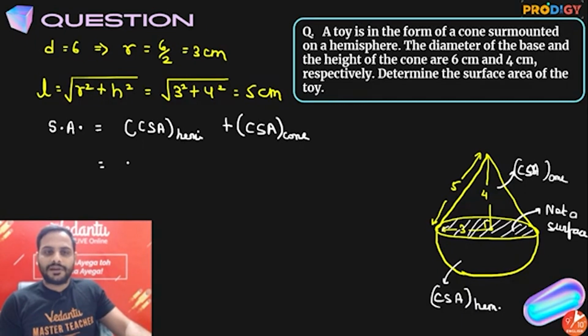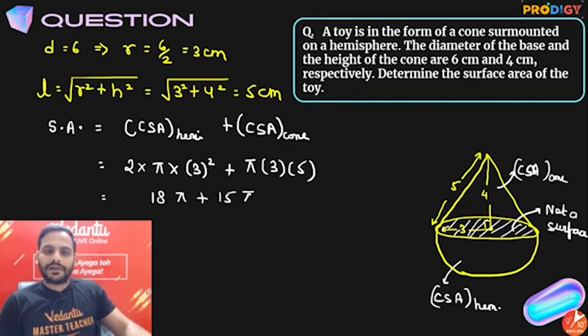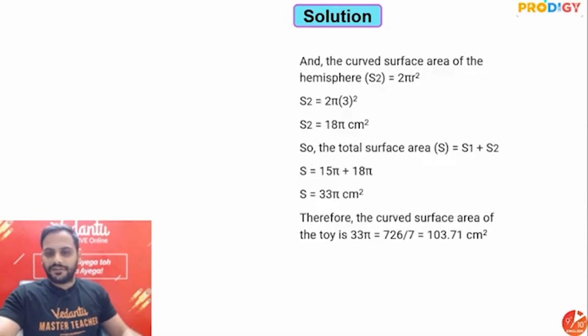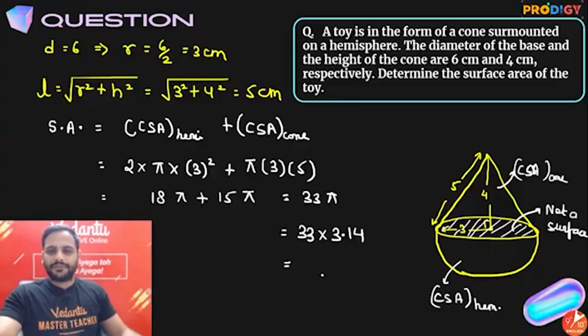CSA of hemisphere is what, beta? 2 pi r square, radius is 3, so 3 square, plus CSA of cone is pi r L. So 3 square is 9, 9 2s are 18 pi plus 15 pi, which is equal to 33 pi. So you can say it is 33 into 3.14. Calculate it, you will get your answer. So your answer is about 103.71, around that. Okay, you'll be able to calculate it.